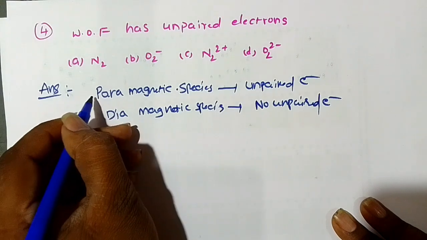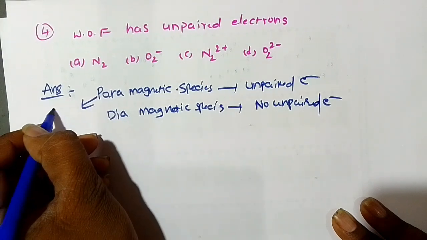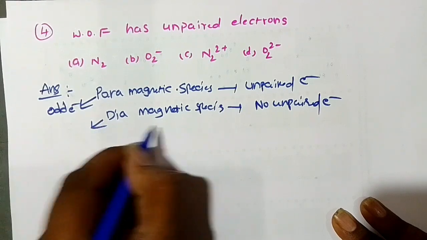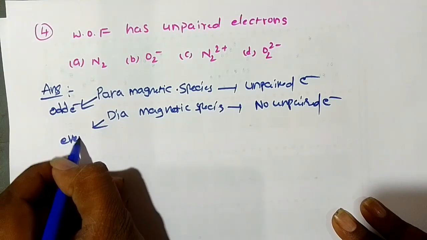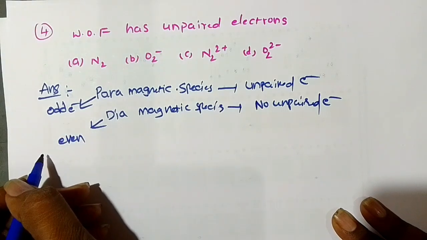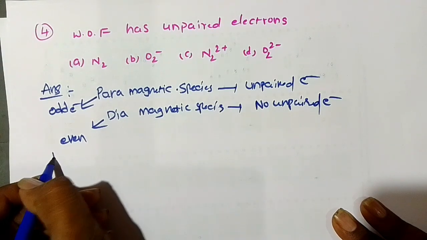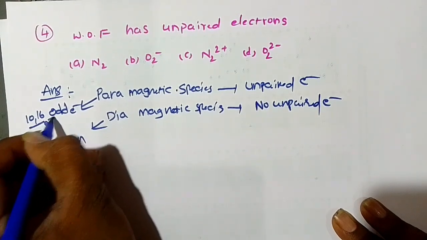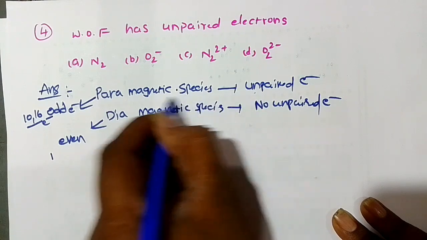Odd numbers of electrons will show paramagnetic character, and even numbers of electrons will show paramagnetic or diamagnetic character. And then the 16 electron species can also show paramagnetic character.